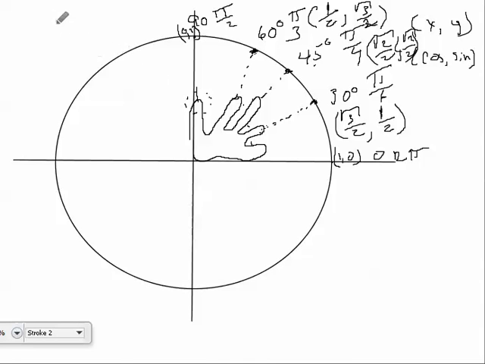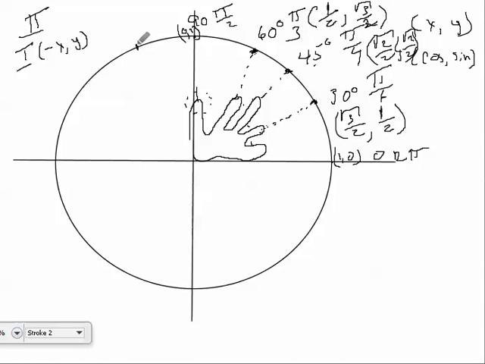Now, over here, quadrant 2. In quadrant 2, I'm going to take all my values from quadrant 1 and I'm going to make a negative x and a positive y. And it'll work out exactly correctly.